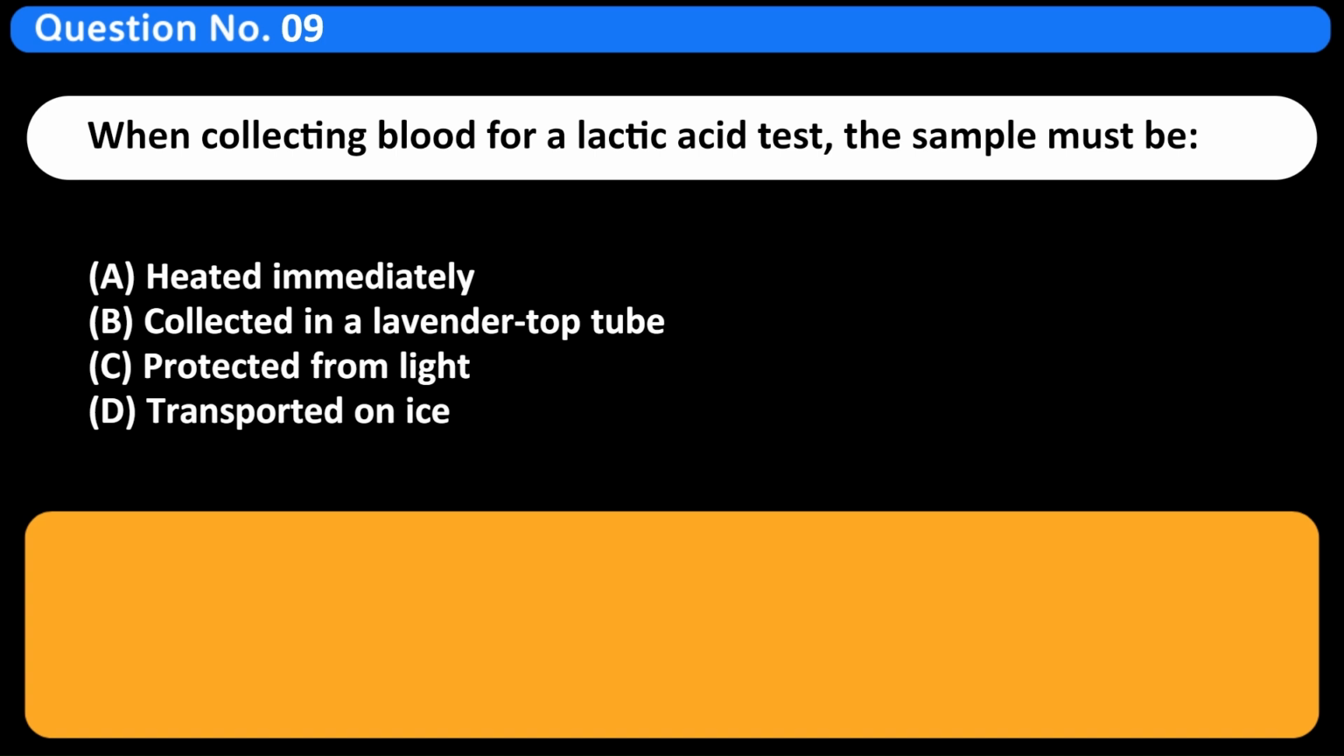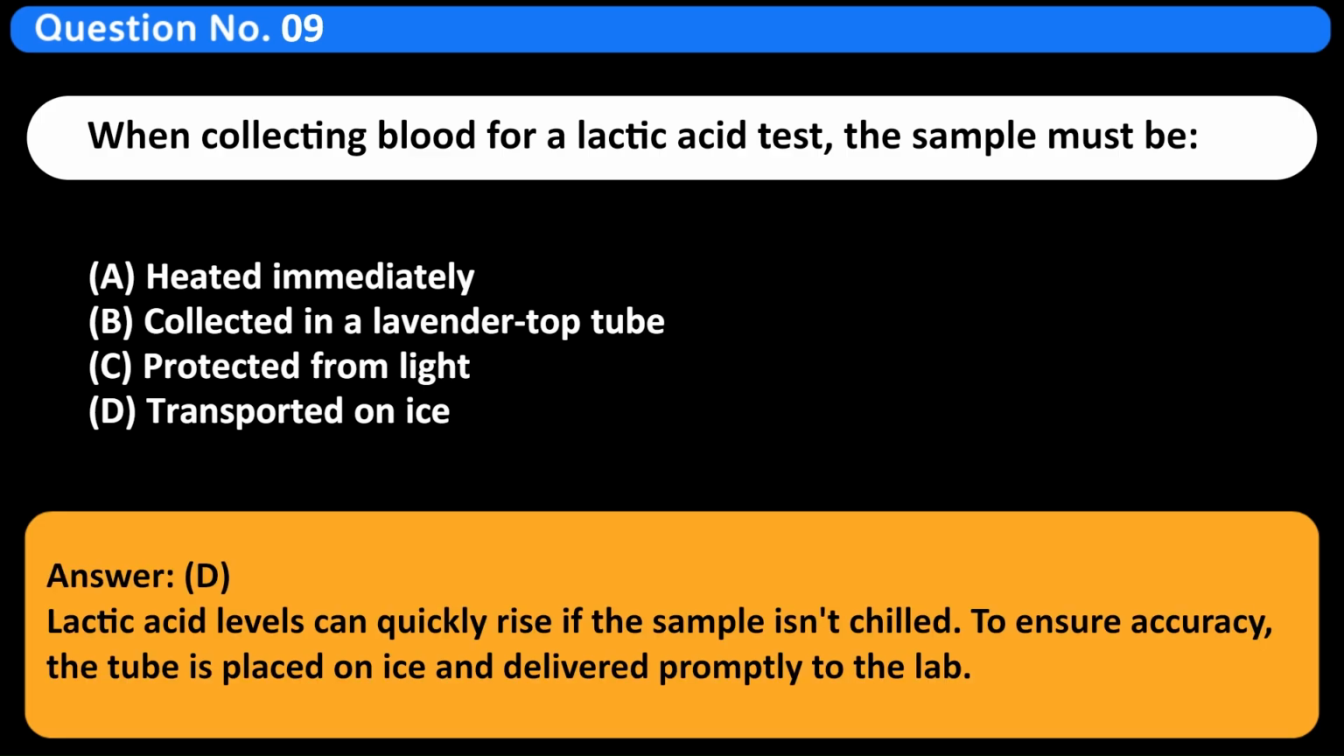When collecting blood for a lactic acid test, the sample must be A. Heated immediately. B. Collected in a lavender top tube. C. Protected from light. D. Transported on ice. Answer: D. Lactic acid levels can quickly rise if the sample isn't chilled. To ensure accuracy, the tube is placed on ice and delivered promptly to the lab.